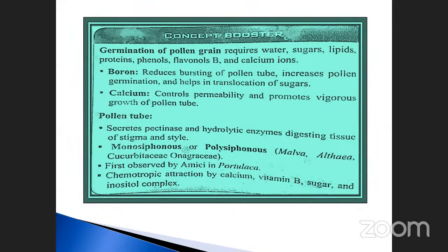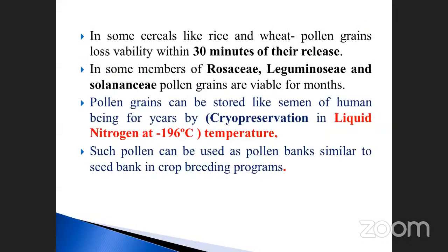So chemotropism, why is it called chemotropism? You know the male gamete moves towards the female. The female gametes are also made up of chemical substances, and movement occurs with the help of the chemicals. So that's why it is called chemotropic attraction. Okay, this is induced by some components: calcium, vitamin B, and sugar, and also inositol complexes. These things are also very, very important. Already I told you.